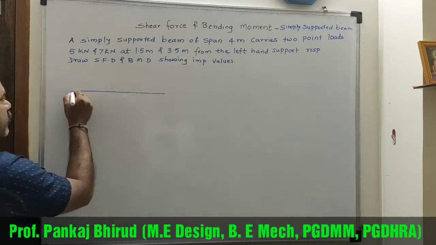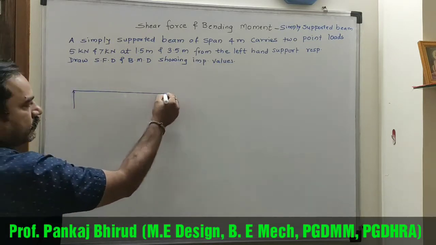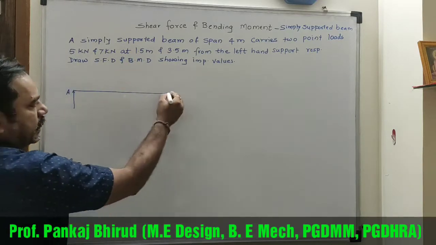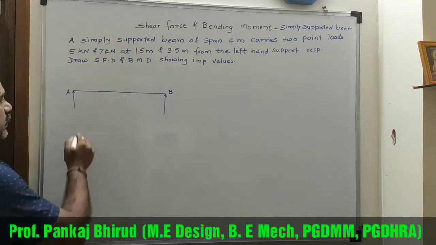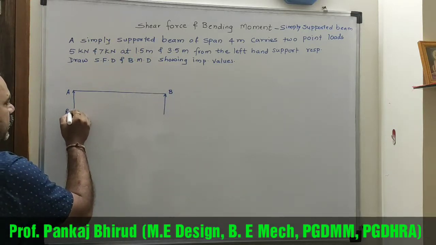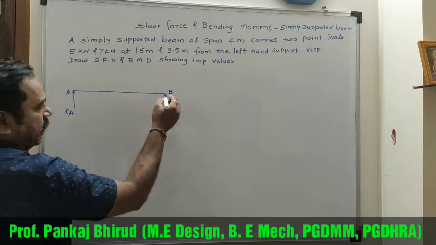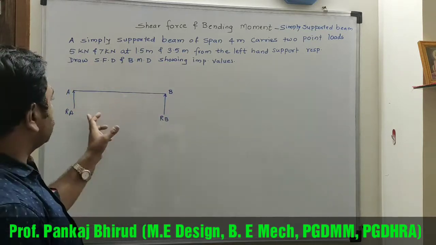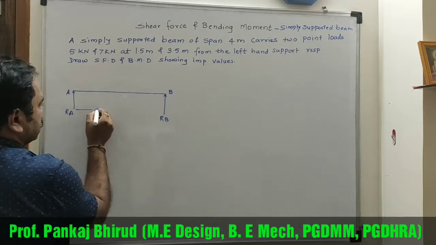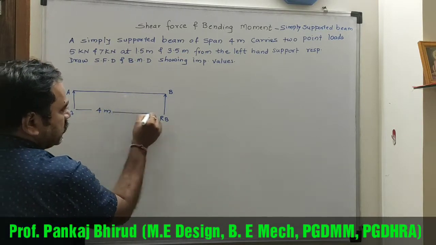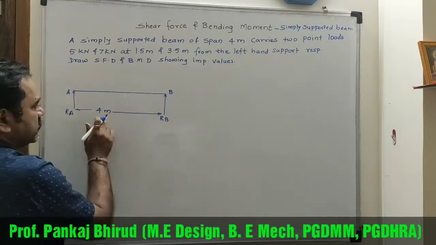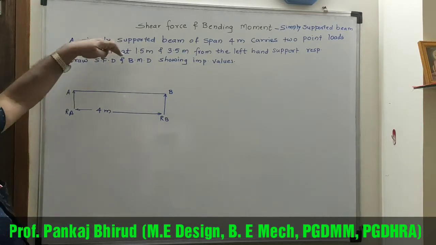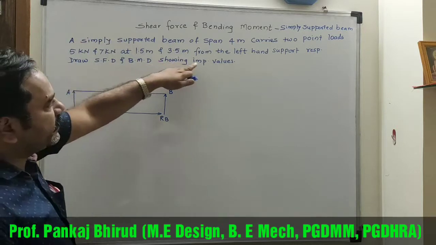So this is simply supported beam, two supports at point A and B. So reaction exerted at point A is RA and at point B is RB. Now this total span is 4 meter. So distance between two supports is 4 meter.